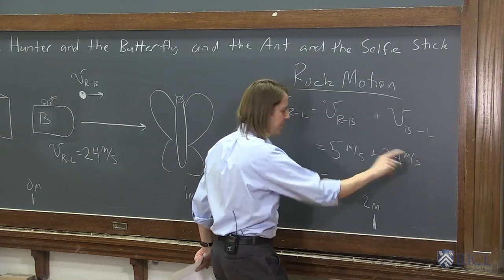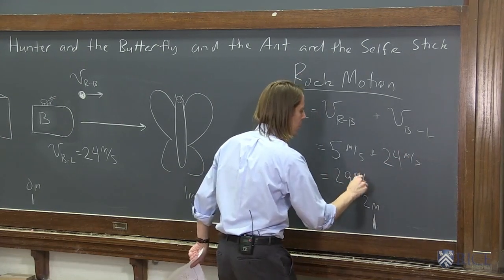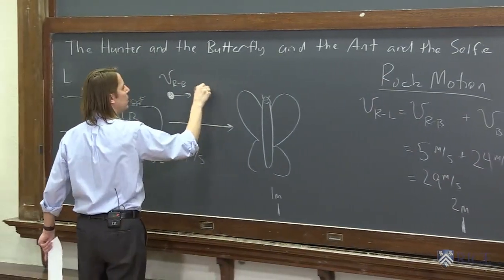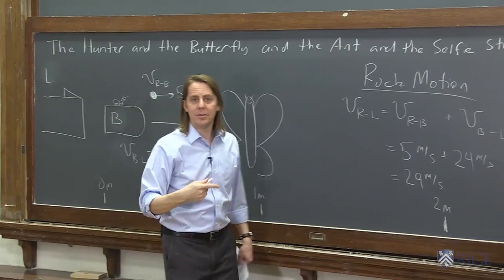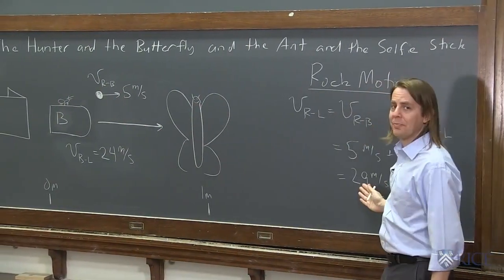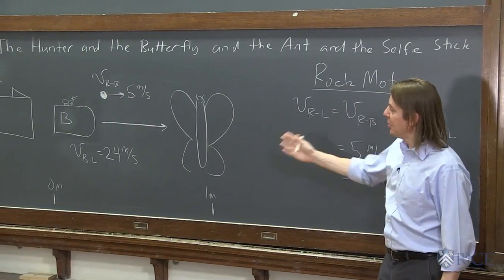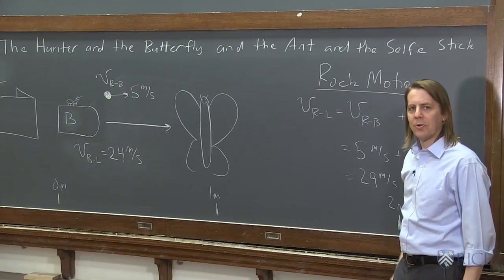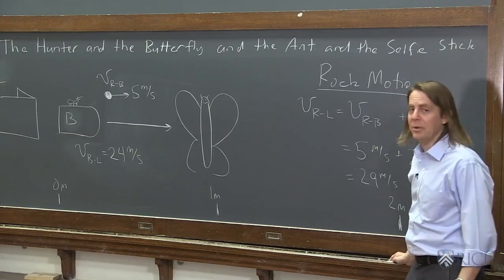So sure enough, as your intuition would tell you, since the rock was thrown at 5 meters per second from a moving bullet at 24, the moment it was thrown, it's going at 29. It's going at 29, the bullet's going at 24, so of course the rock got there first, and that's what warned the butterfly, and that's the only reason I missed.